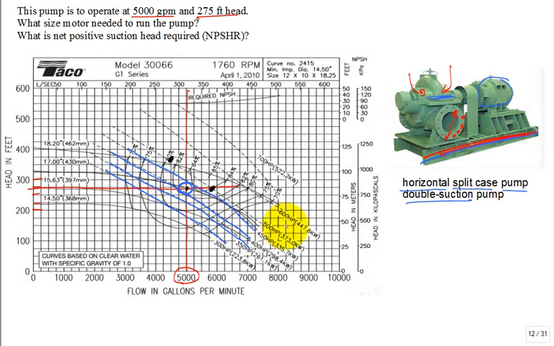Little extra safety. Anyway, I would say it needs a 450 horsepower brake horsepower minimum. And then what's the net positive suction head required? This curve is a little different.